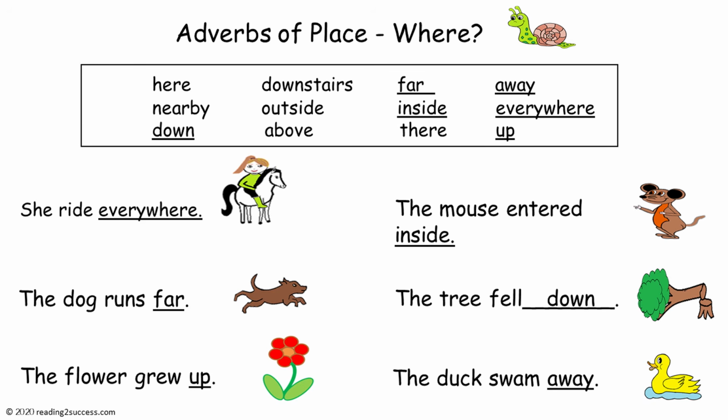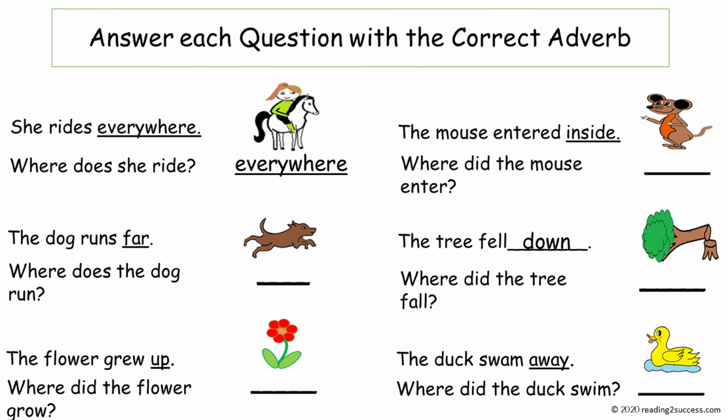And this is the completed example. We're going to have kids answer each question with the correct adverb. And our first one is done for us. She rides everywhere. Where does she ride? Everywhere. The dog runs far. Where does the dog run? Far. The flower grew up. Where did the flower grow? Up.